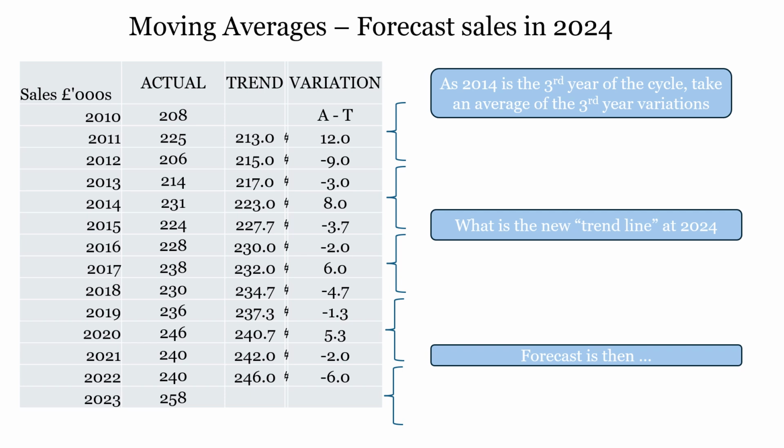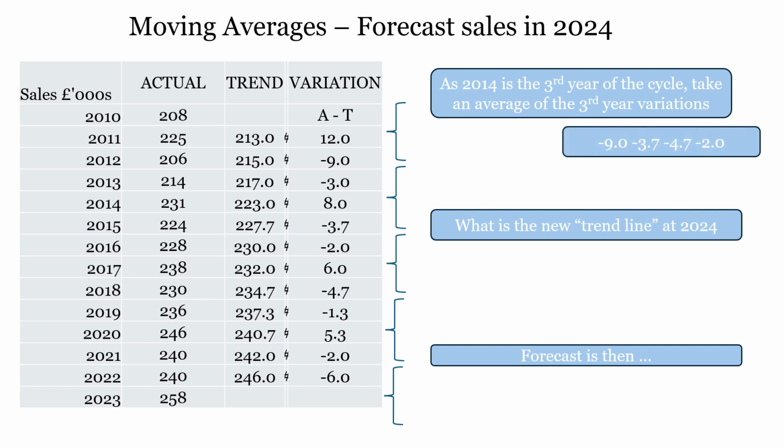Okay, so again, some questions for you. And here, as 2024 is the 3rd year of the cycle, you take an average of the 3rd-year variations. So can you work out what those are, please? So give me the 4 bits of variation, and then do the averaging for me. And when you're ready, I'll press the button.